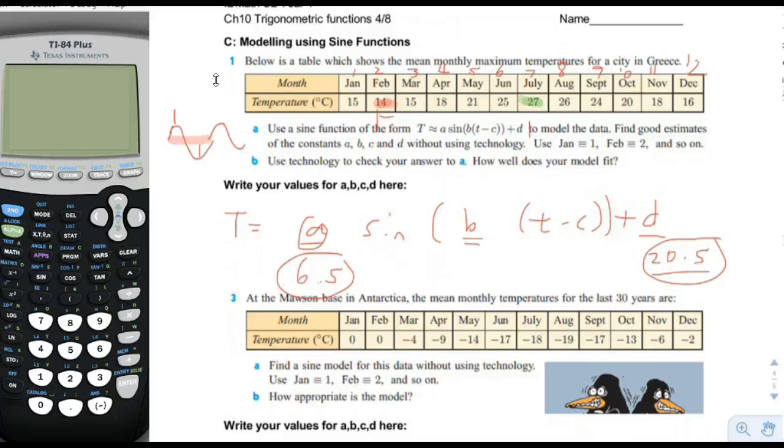So if we know our period is 10 months, we can use the equation bx equals 2 pi, and then we could put that x is 10, b is unknown, and that's equal to 2 pi. So b is actually equal to pi over 5. Okay, so we'll put that pi over 5 for b. Okay, and then last of all, we need to figure out what negative c is. Negative c is the amount that the sine wave has been shifted.